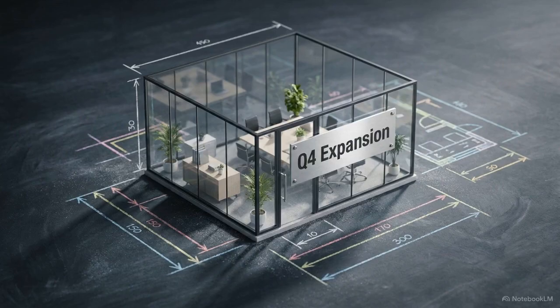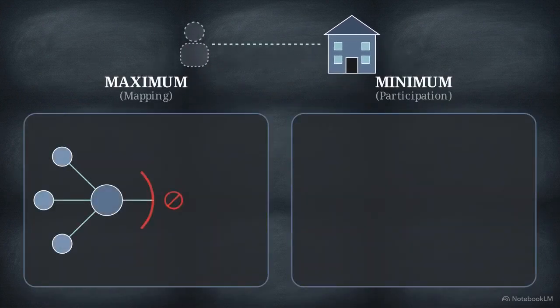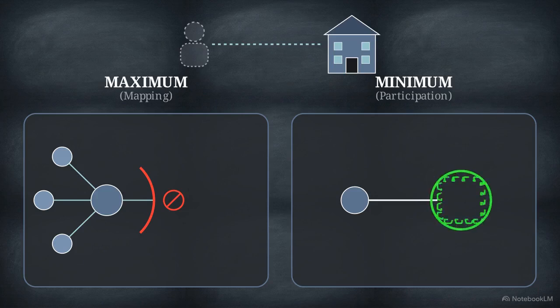On the other hand, the company might create a brand new department before they've actually hired anyone. The department can exist in the system with 0 employees. That makes its connection optional, which we call partial participation. Mapping constraints dictate the maximum limits of a relationship, while participation constraints dictate the minimum requirements for existence.